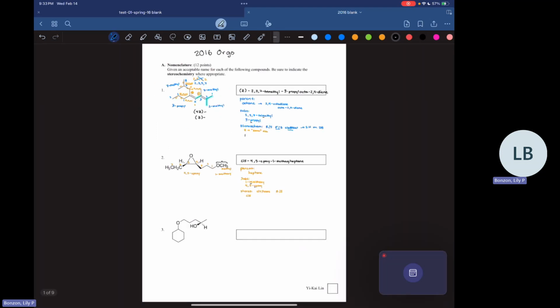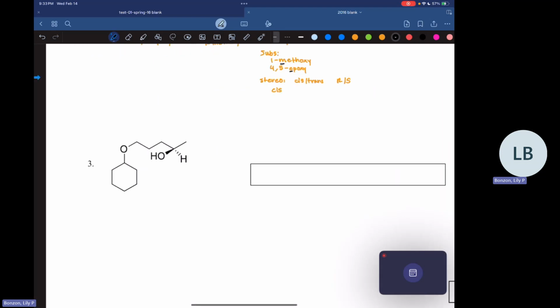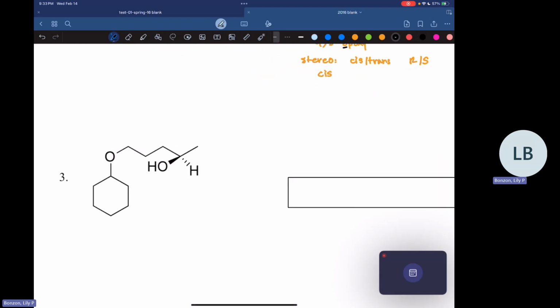Okay, so now we're going to go on to our final nomenclature. And so one thing to consider when we're doing nomenclature is that right now, alcohol is our highest priority functional group. So that's going to take priority over alkanes, alkenes, alkynes, and even ethers and epoxides.